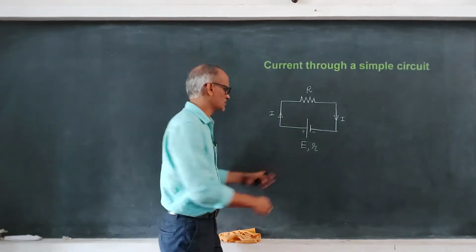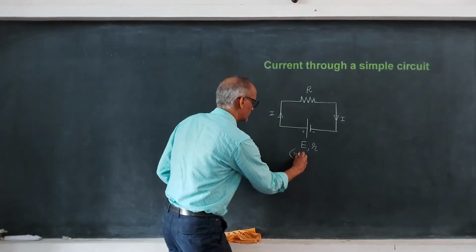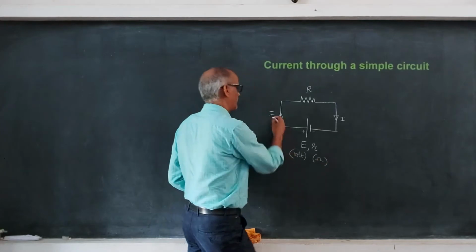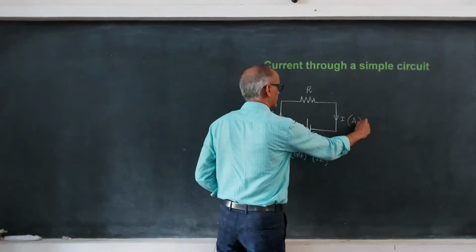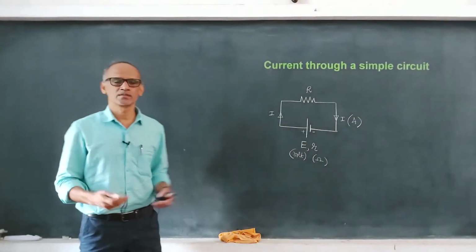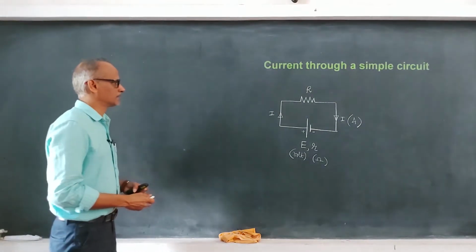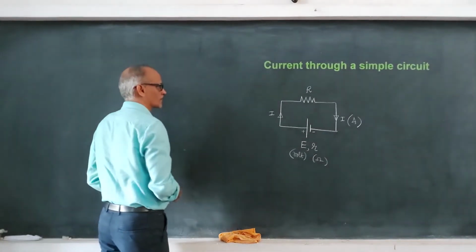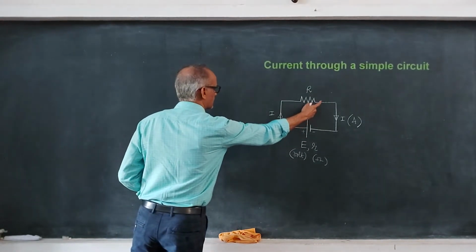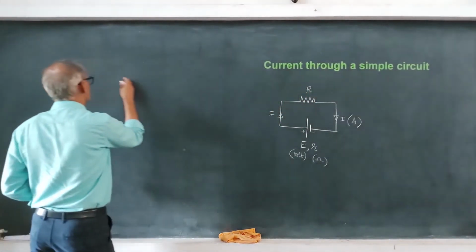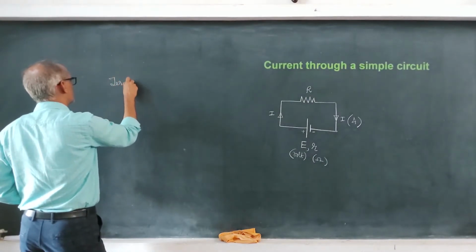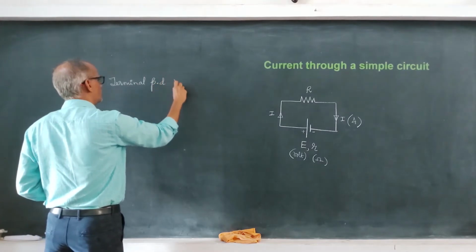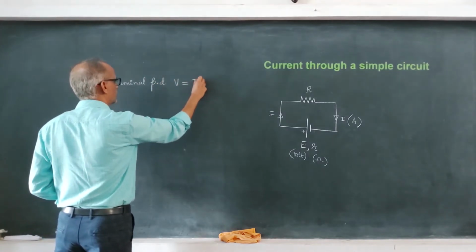Now, EMF is always measured in terms of volt, resistance is measured in terms of ohm, and the current is always measured in terms of ampere. So, the relation is between these 4 variables. Now, whenever the current flows through this circuit, the potential difference across the resistance, which is also called the terminal potential difference, is given by Ohm's law, V is equal to I into R.